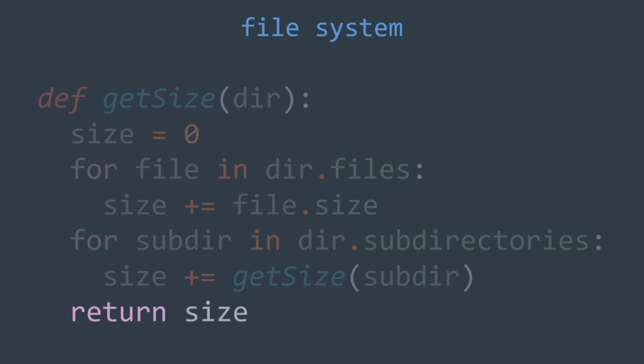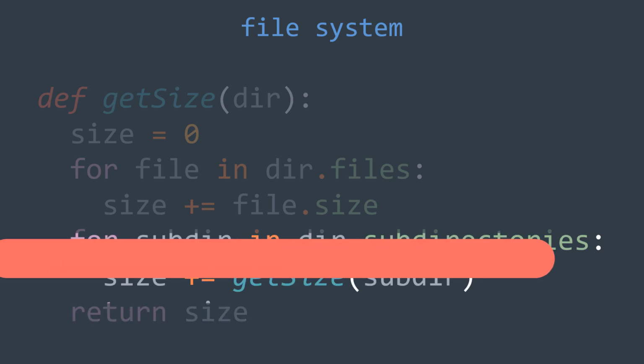After the loop, we can return our size variable that contains the size of the actual directory passed as a parameter. Now you may tell me that this function doesn't have a base case, but in reality it has one. It's just that it's not as explicit as previous examples where we used if-else statements. Here the base case is when the directory has no subdirectories. It means that this for loop won't be executed because dir.subdirectories will be empty, so the recursive function won't be called again.